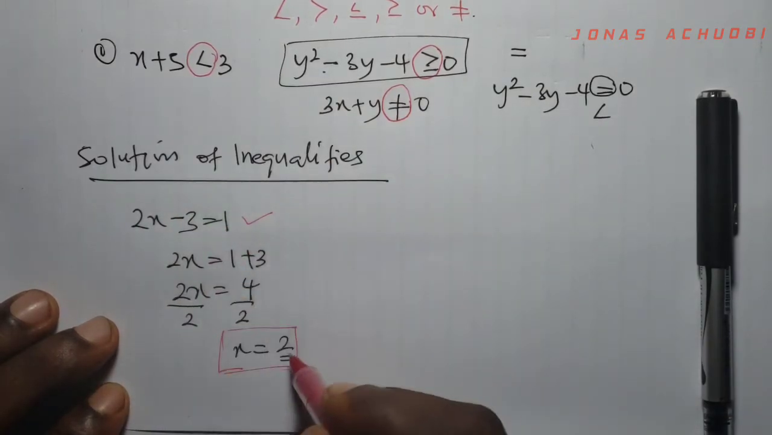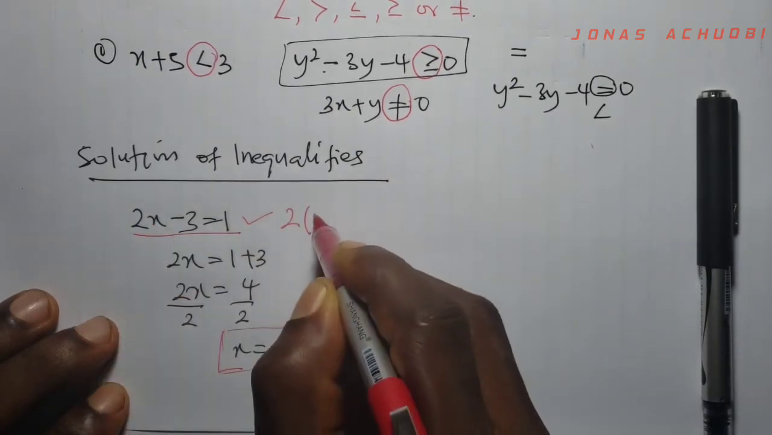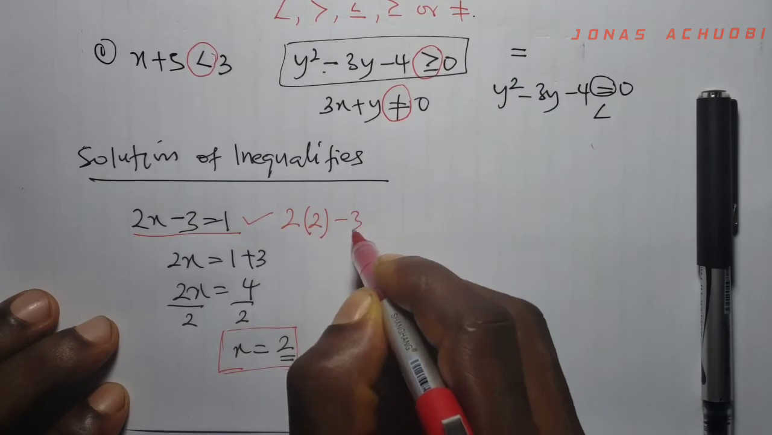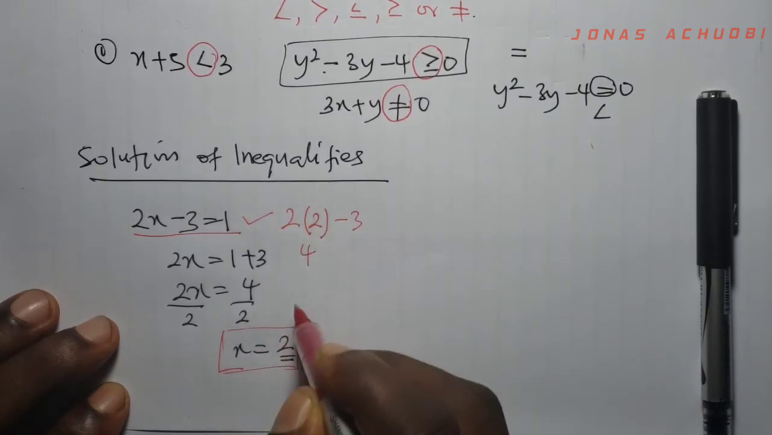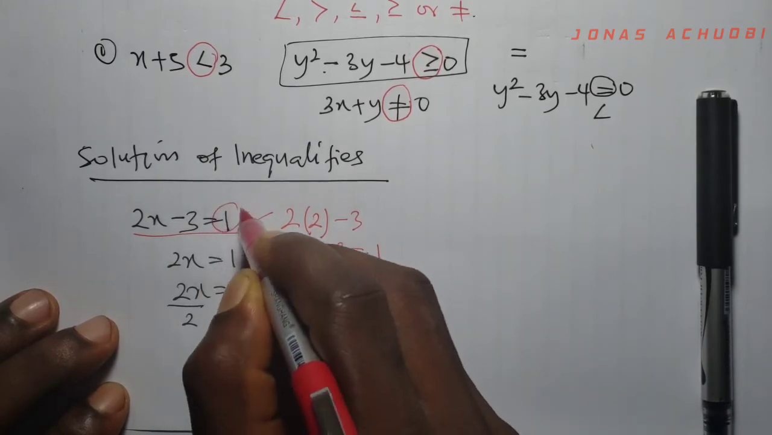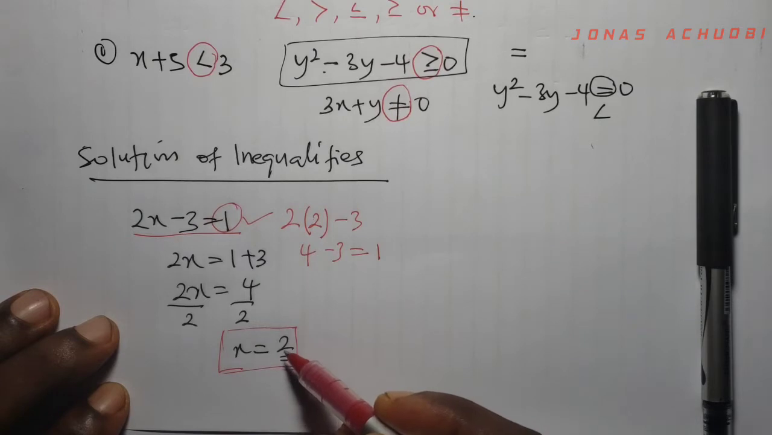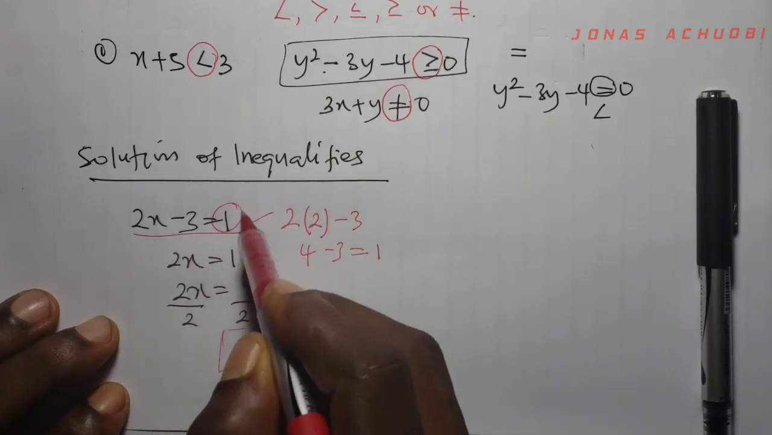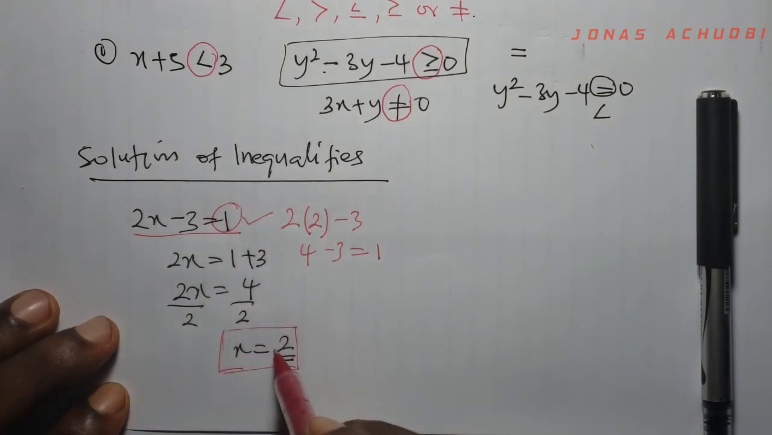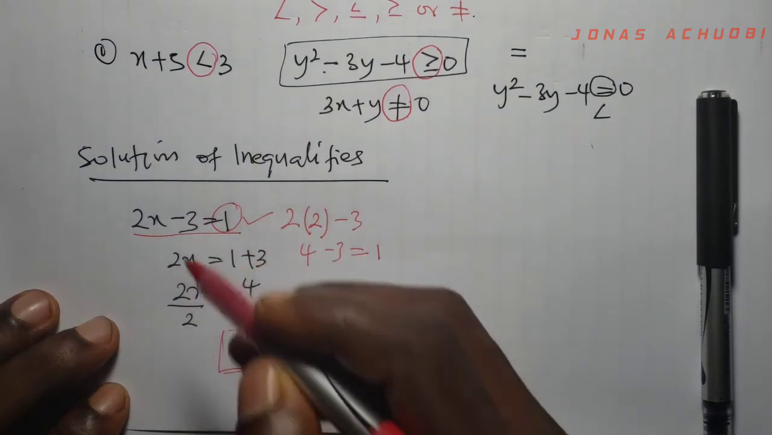Let us see. X equal to 2. So we go back here. 2 into x is 2. So we put 2 here minus 3. So 2 times 2 is 4 minus 3. And 4 minus 3 is 1. And 1 is what we have on the right hand side. So when we substitute the value we have obtained into an equation and we get the value of the right hand side, we will now see that that value satisfies the equation, hence a solution to that equation.